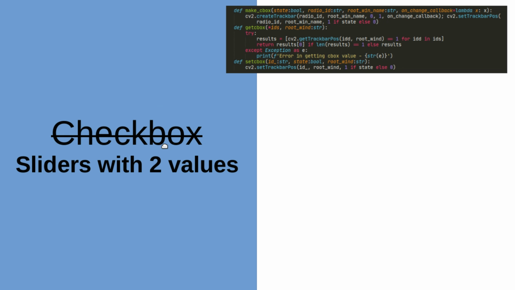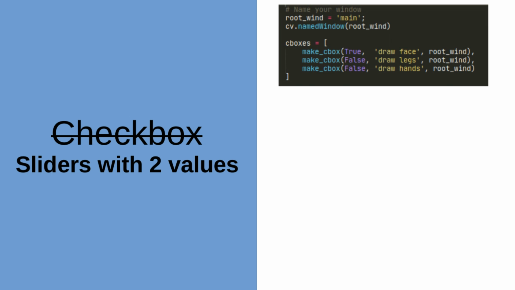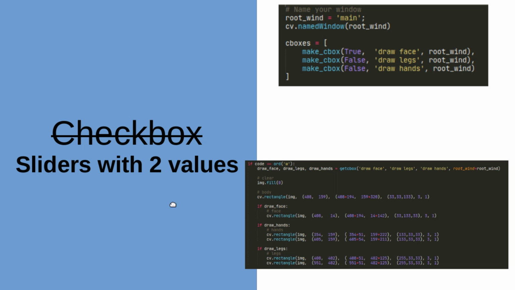You can think that, okay, so checkboxes can be implemented in a different way. So I made 3 functions that are very similar to make a slider, but I don't have minimum and maximum. I only have a state. So I made almost the same thing, but I just passed true or false. And I made draw face, draw legs, and draw hands. And I've made a little example.